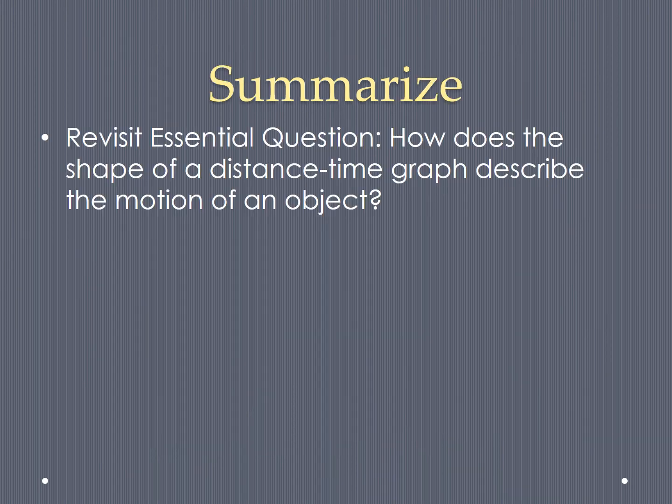So right now, take some time to summarize the notes you've just written, revisit the essential question, and try to answer: how does the shape of a distance-time graph describe the motion of an object?